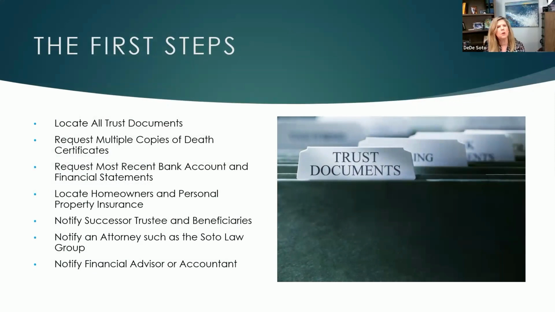So the first steps, you want to locate the documents. What do the documents say? You want to look and see, were they funded properly? Were the bank accounts inside the trust, or the savings accounts, or was life insurance named with the trust as the beneficiary? What about homes? What about rental properties? What's going on and where do the assets sit?